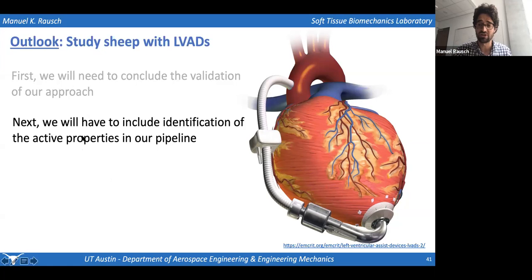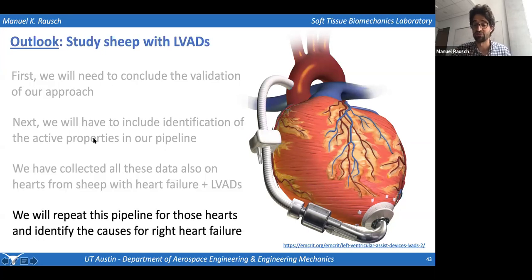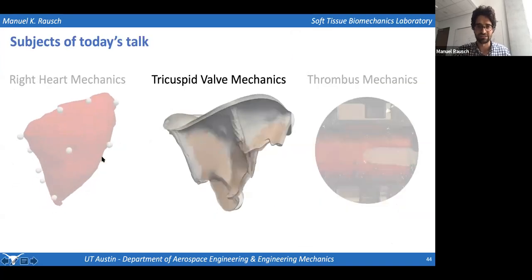We also want to identify the active properties. So far, we've only done the passive properties. To this end, we will simulate an active contraction cycle of our ventricle and then compare that to our in vivo sonomicrometry data that we collected in these beating hearts to also identify active material properties. Then we repeated all this in sheep with heart failure, as well as sheep with heart failure and LVADs. Our goal now is to use our detailed model to understand A, what happens in the right ventricle during heart failure, and B, what happens when we implant these left ventricular assist devices, to really get to the base of what causes left ventricular assist device induced right ventricular heart failure. So that's the outlook for this project.